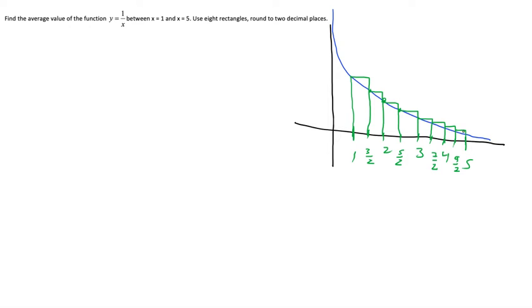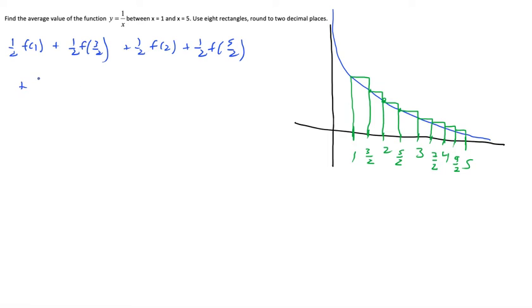So we're going to want to find the area of each rectangle, add them all together, and in this case, divide by 4, because that is the length of this interval. That's what the average value is. So what is the formula here then? Well, we got 1/2 times f of 1 plus 1/2 times f of 3 halves, because of this point right here. And then 1/2 times f of 2 plus 1/2 times f of 5 over 2.